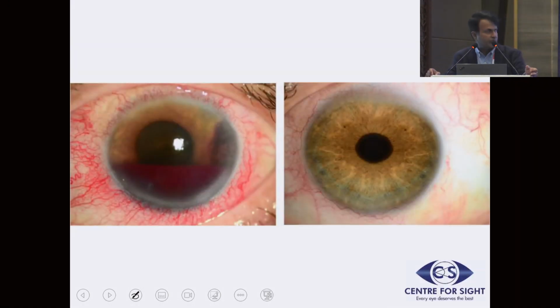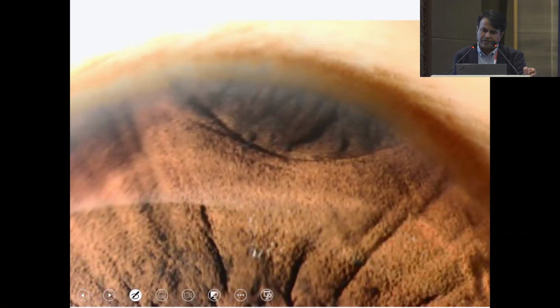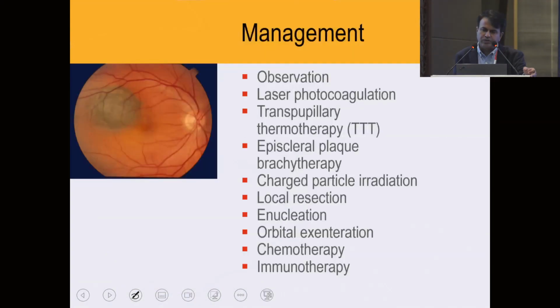This was a patient with iris ciliary body melanoma with hyphema treated with plaque brachytherapy. Larger tumors like this need to be enucleated.